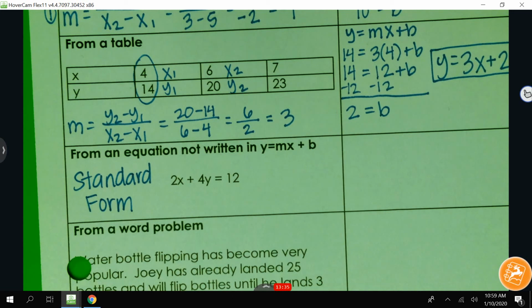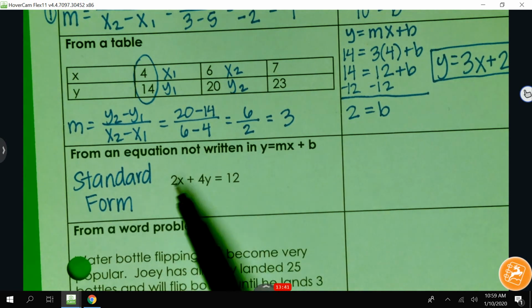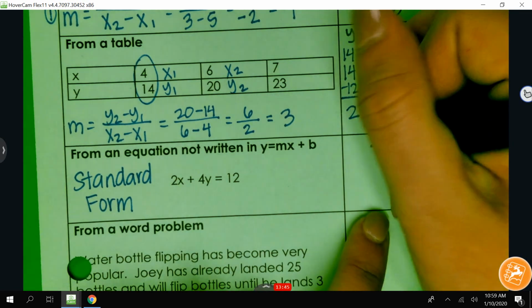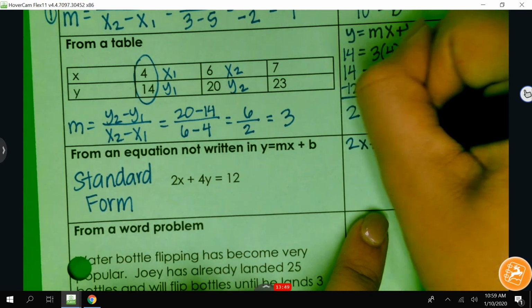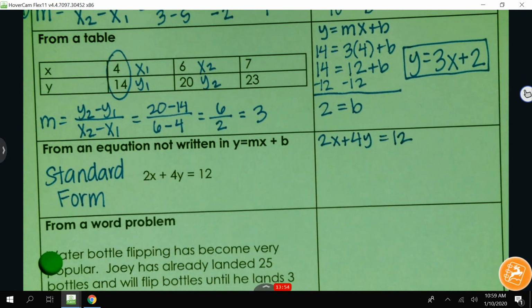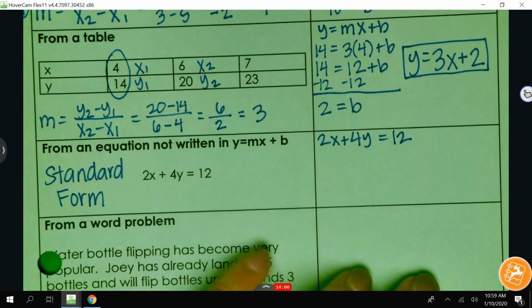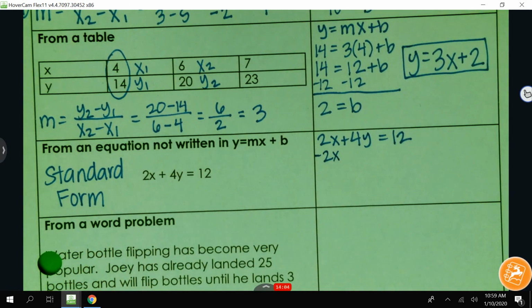What are you trying to do? Get y by itself, because you want it to look like this. So that means I need all this 2x and this 4 to go away. I need it to go to the other side. So what am I going to do first? What did you say first before you said divide? Subtract 2x first.